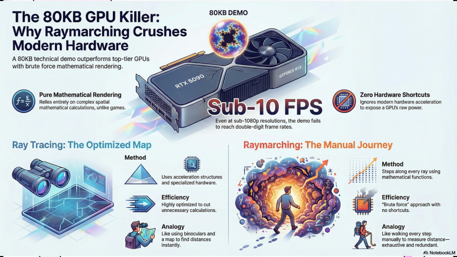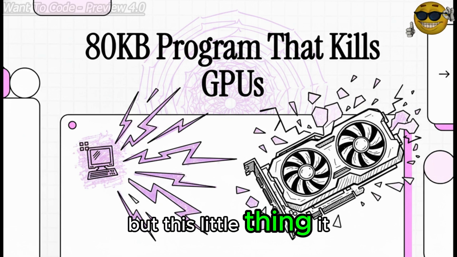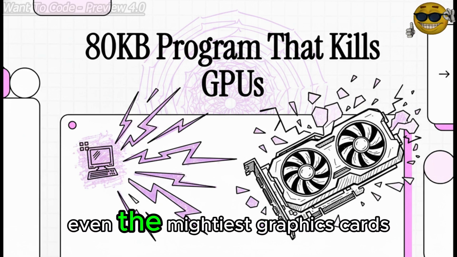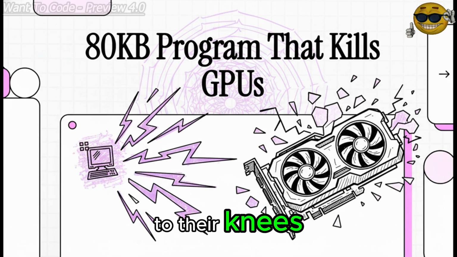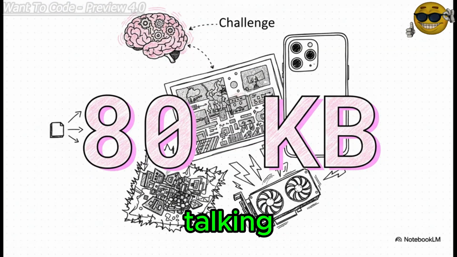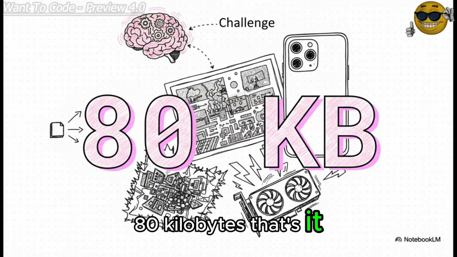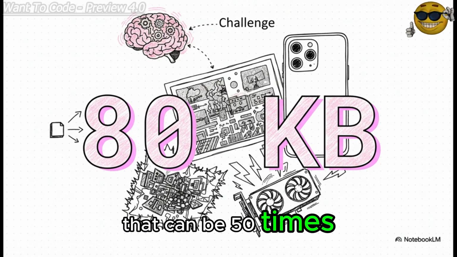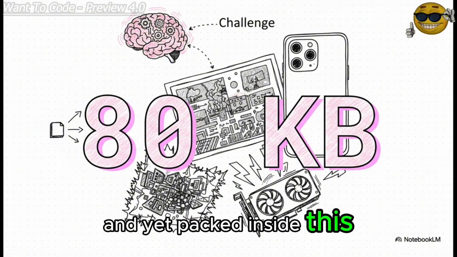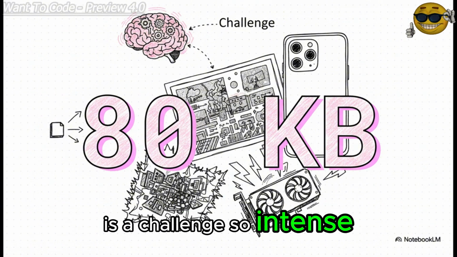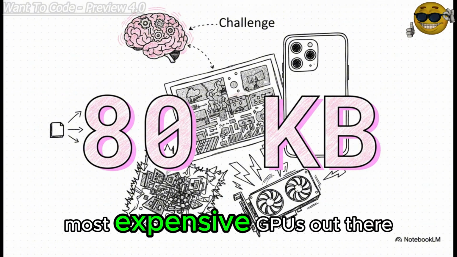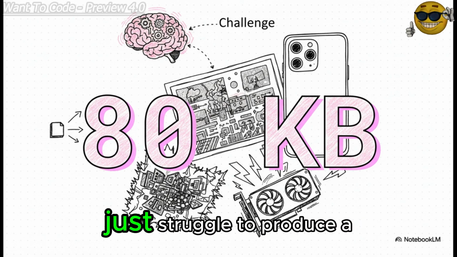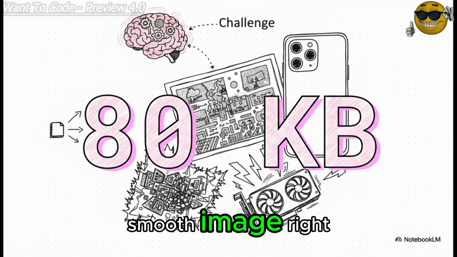Imagine a tiny computer program, smaller than a single low-resolution photo. But this little thing has the power to bring even the mightiest graphics cards to their knees. So how small are we talking? 80 kilobytes. That's it. To give you some perspective, a single decent photo from your phone can be 50 times bigger. And yet packed inside this minuscule file is a challenge so intense that even the most powerful, most expensive GPUs out there just struggle to produce a smooth image.